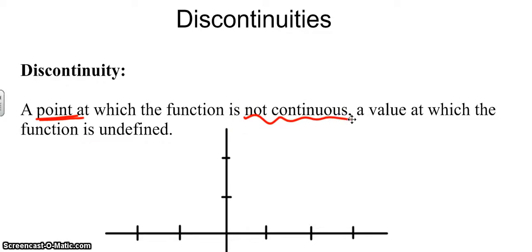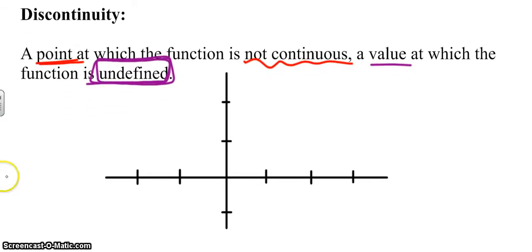To think about not continuous, think, do I have to pick up my pencil in order to keep drawing this function? It's going to be a value at which the function is undefined. Well, we find values that are undefined based off of our domains. So for our rational functions, we're going to consider the places where the denominator is equal to 0. That's going to be our focus. But with any function, if you have a value in your domain that's not defined, there's going to be some sort of a discontinuity for some reason.